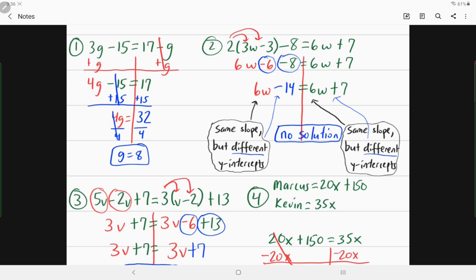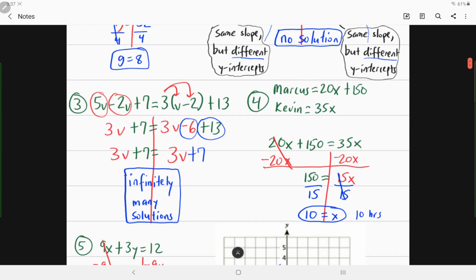Anytime you run into this situation, it's going to have no solution, because you have the same slope, the same pattern, same coefficient, but different starting points, different y-intercepts, different constants. So that's why on number two, it would just be no solution, which is choice A. Okay, let's scroll down a little bit. Look at number 3 and 4.